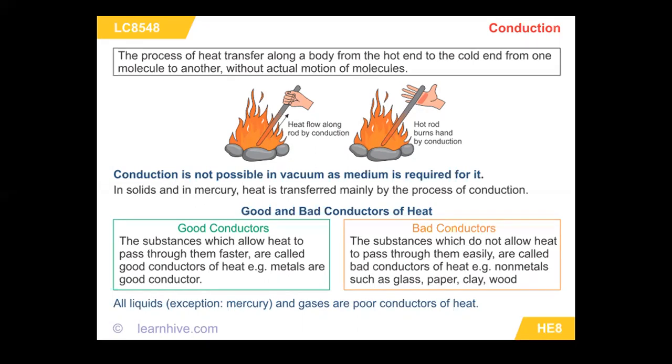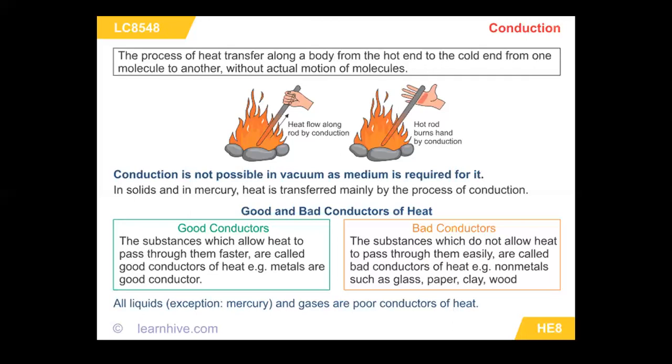Now, we can classify matter into two types. We have good conductors and we have bad conductors. Good conductors are substances which allow heat to pass through them faster. For example, metals are good conductors of heat. The bad conductors are substances which do not allow heat to pass through them easily, such as nonmetals, glass, paper, clay, wood, and others.